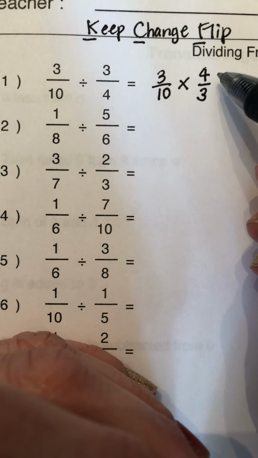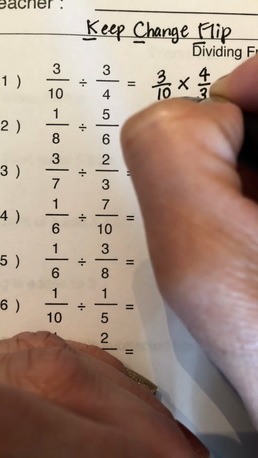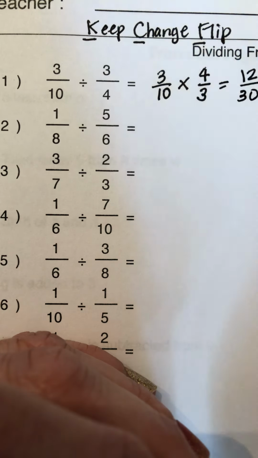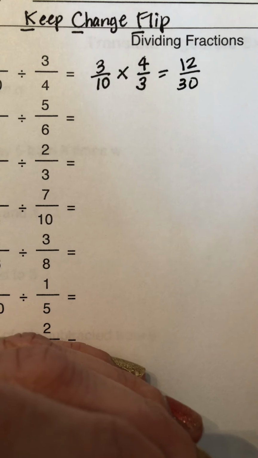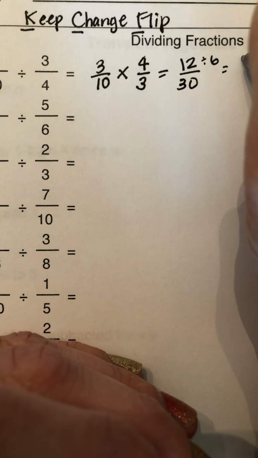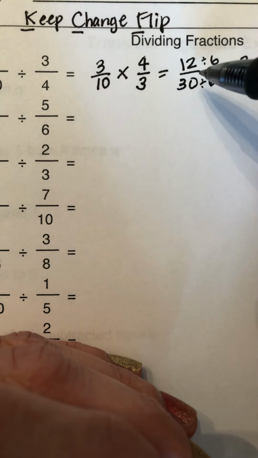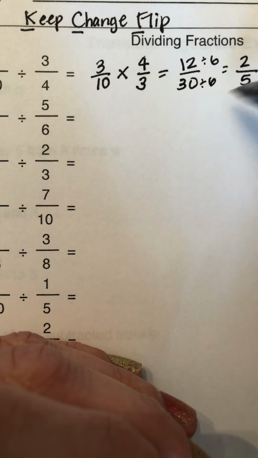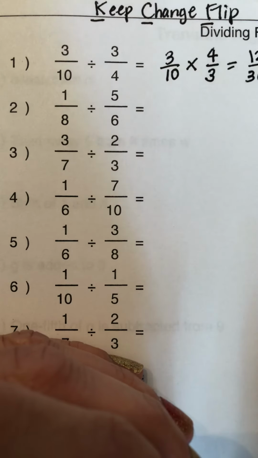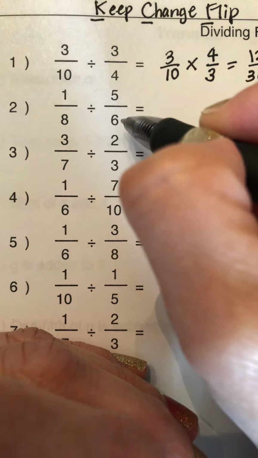So 3 times 4, just like we were doing on the multiplication, 3 times 4 is 12, and 10 times 3 is 30. We can reduce 12/30ths. We know that 6 goes into both 12 and 30, so 12 divided by 6 equals 2, and 30 divided by 6 equals 5. If you put 12/30ths as your answer, that'd be fine, but let's practice reducing it to 2/5. The next one, 1/8 divided by 5/6.